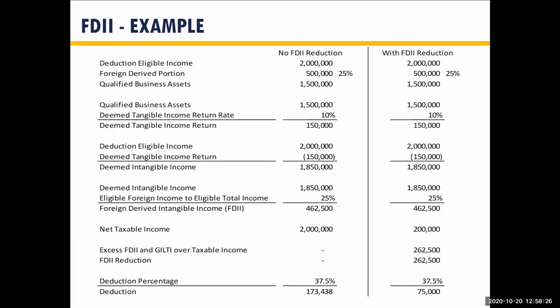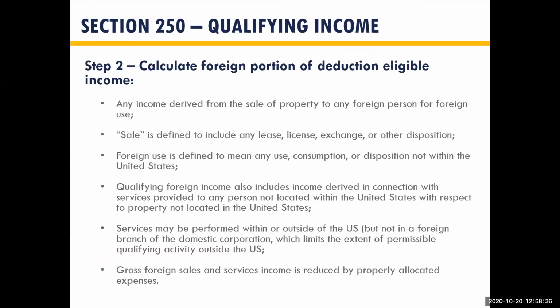Chris would be able to walk through the example, and we only have a couple of minutes left, so I'll skip over the example showing how you get to the actual deduction amount, and instead we'll talk about what qualifying income is. Qualifying income for FDII purposes is fairly similar to what it is for an IC-DISC. However, it's a little bit more liberal in that for FDII purposes, more sales are eligible that wouldn't be eligible for IC-DISC purposes.